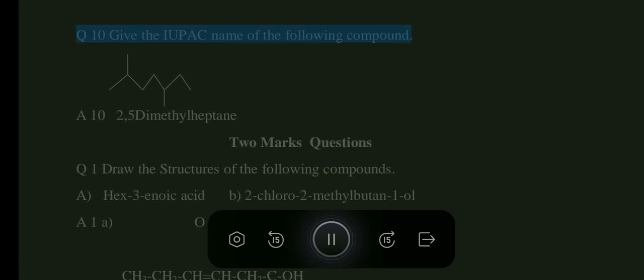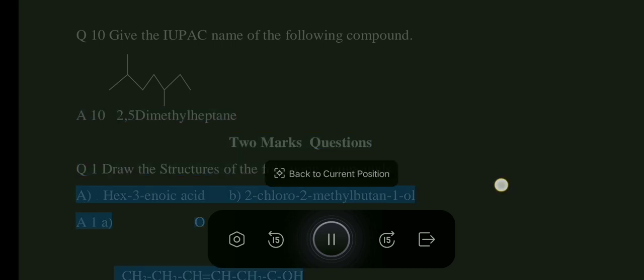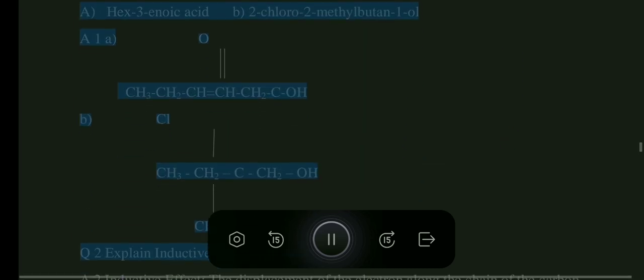Q10: Give the IUPAC name of the following compound. A10: 2,5-dimethylheptane. Two marks questions. Q1: Draw the structures of the following compounds: A. Hex-3-enoic acid, B. 2-chloro-2-methylbutan-1-ol.